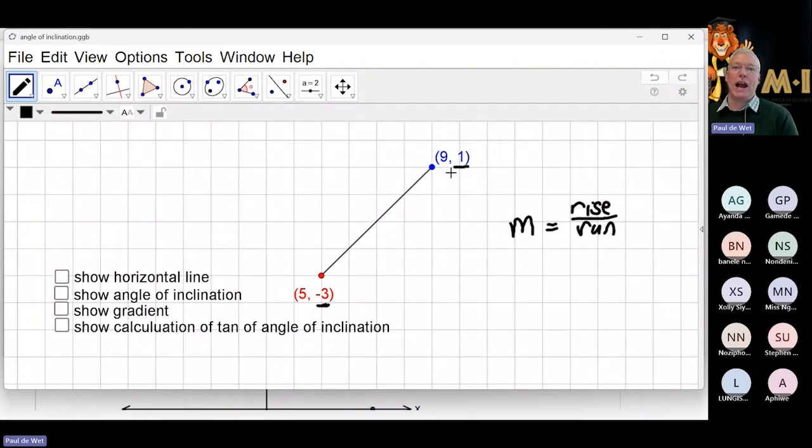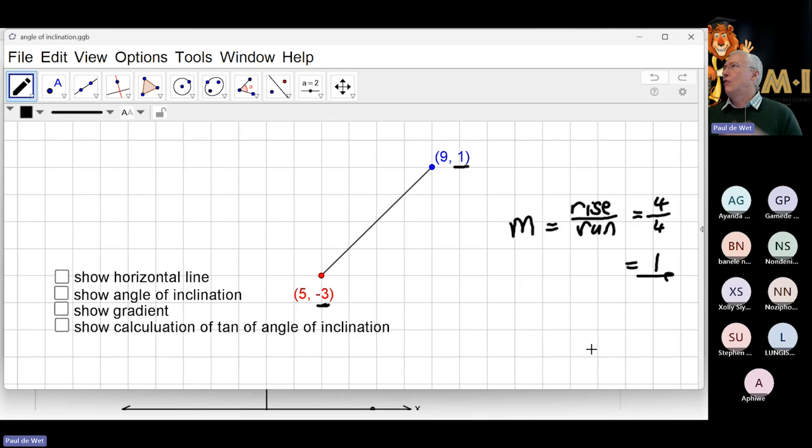How much is it rising from there to there? Guys, from -3 up to 1, and not 2. You can even count the squares: 1, 2, 3, 4. If you're at -3 and you go up to 1, you've gone up by 4. How much is it running across from 5 to 9? Also 4. What is its gradient? 1. It's rising 1, running across 1. I think you could even tell me by looking here, what will the angle of inclination be? 45 degrees. How would we do that on a calculator? We would go shift tan of 1.